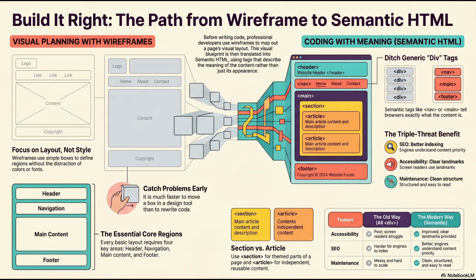So, synthesizing everything we've unpacked today, great web development is a two-step foundational process. First, you have to plan visually using wireframes. You map out the geographic zones of your content without getting bogged down in colors or fonts. And then you have to code meaningfully. You ditch the lazy, generic div soup, and you employ semantic tags that actively describe the content for screen readers, for Google spiders, and for the developers who will eventually inherit your code.